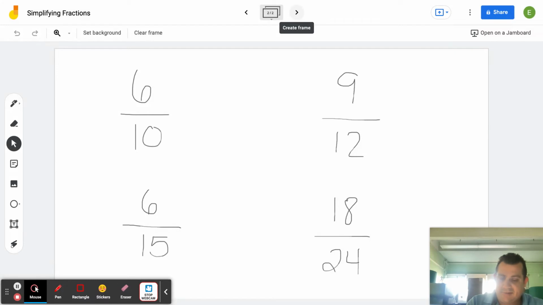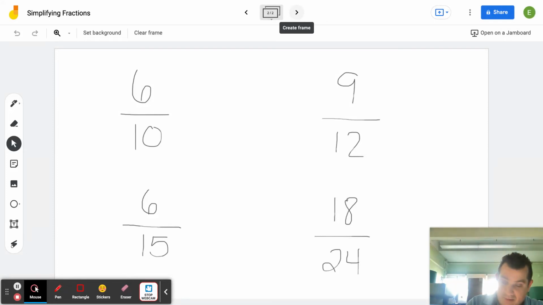Like 6 and 10, and we've said in class numerous times, I always like to look: are my numbers even or odd? Because I know if both of my numbers, like 6 is even and 10 is even, we can always divide every single even number by 2. It's not always going to give you the number in simplest form, but it will help reduce it and then make it easier for you to figure out what it is in simplest form. So 6/10, they are both even numbers. So I can chop them both in half.